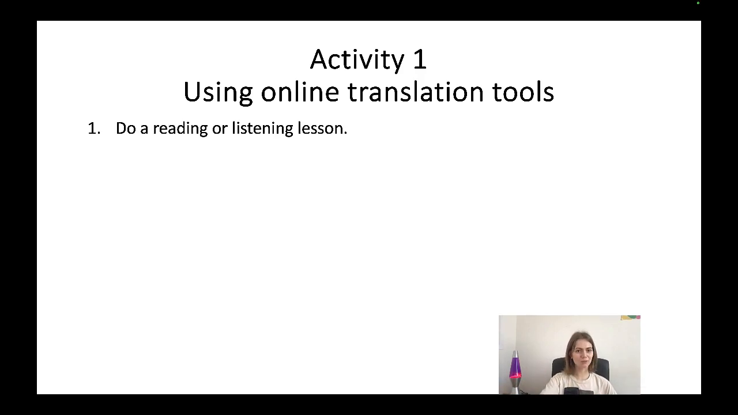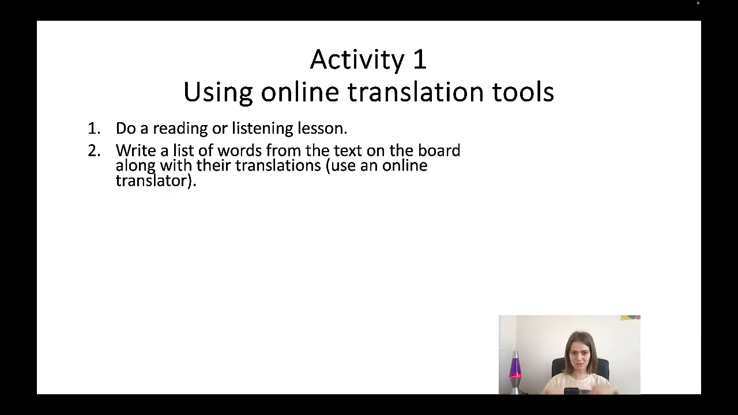Here's how it goes. So first of all, you do a normal reading, listening lesson, you follow all the stages, all that jazz. Once you're done with that, after the follow-up, you write a list of words from the text on the board, along with their translations. And for this, you literally put the words into your Google Translate or whatever tool you choose, and you give them the first option, and that's it.